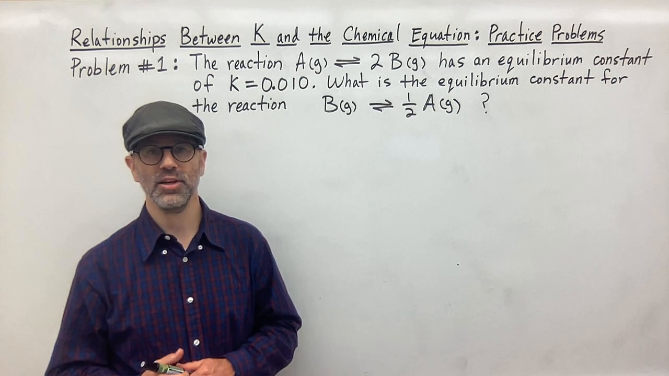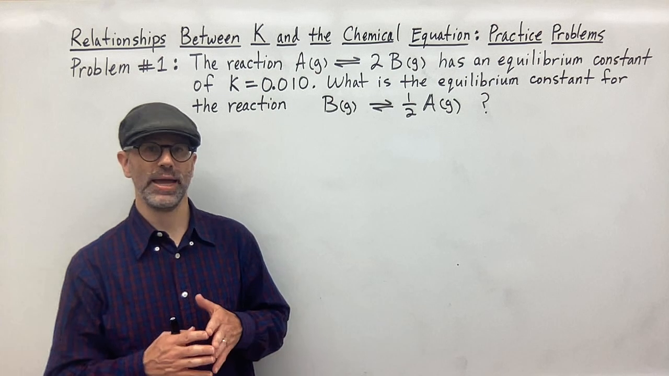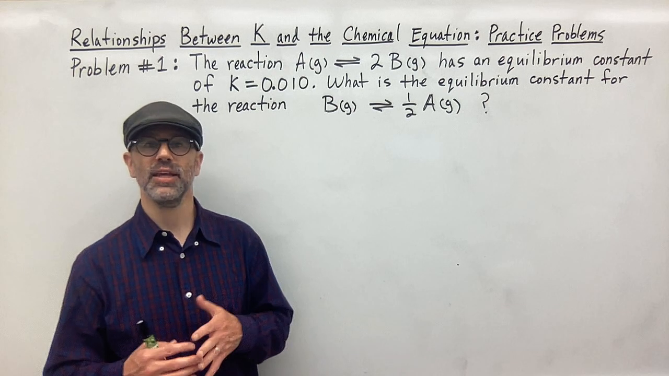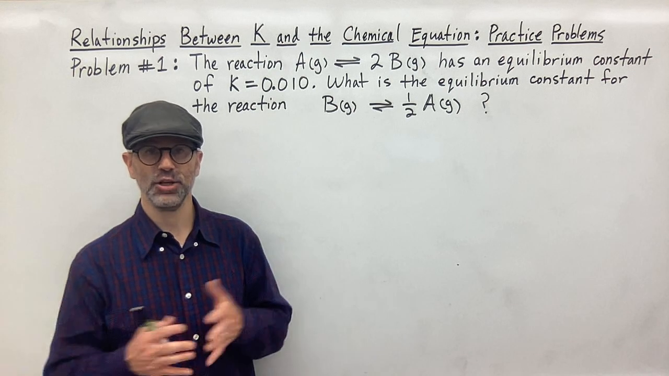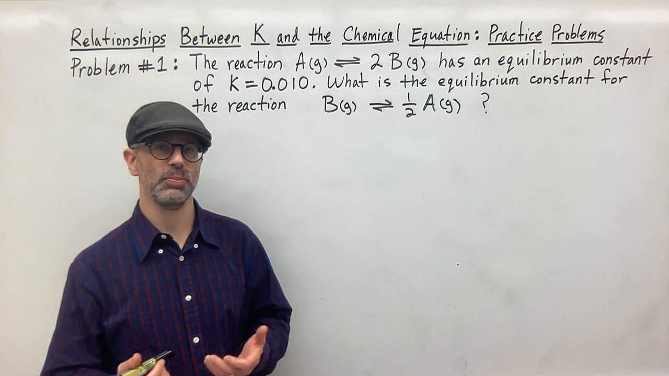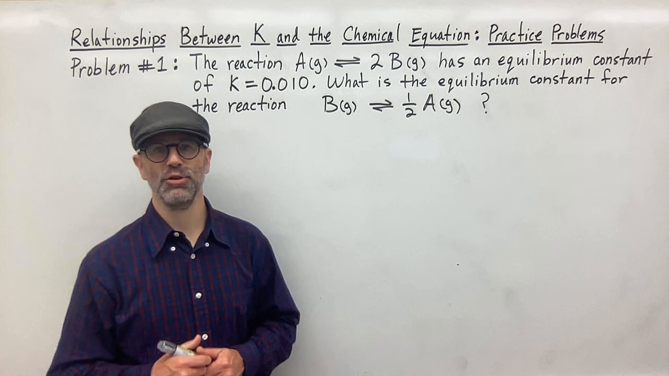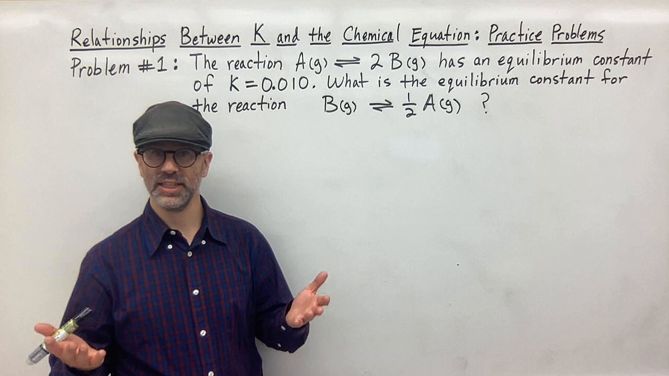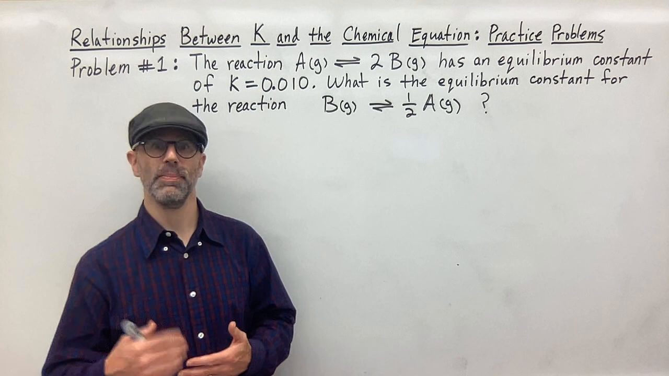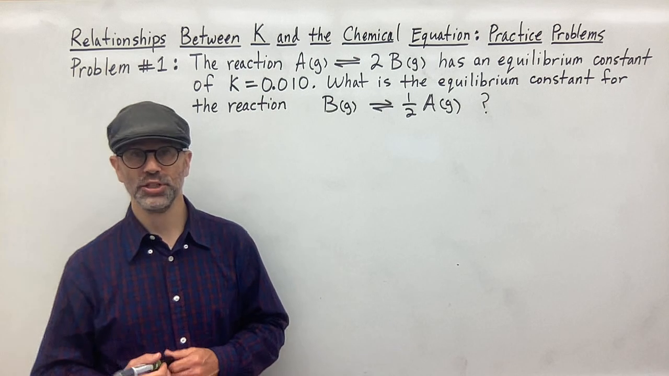Another thing to keep in mind is if you multiply your equation by a factor, then you will also have to raise the given K value for the original reaction to the power of whatever factor you multiplied by. So if you multiply your equation by 2, then to get the new K value for your new equation, you're going to have to raise the original K value to the power of 2. You have to square it, right? So these are the relationships that I'm referring to.